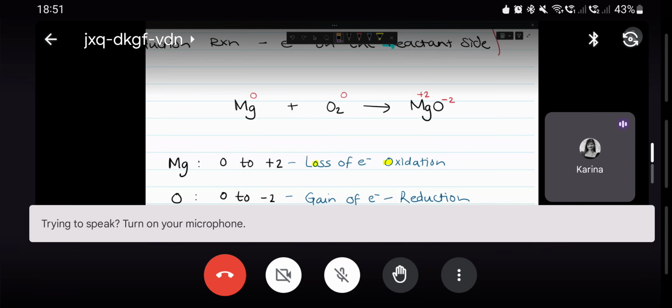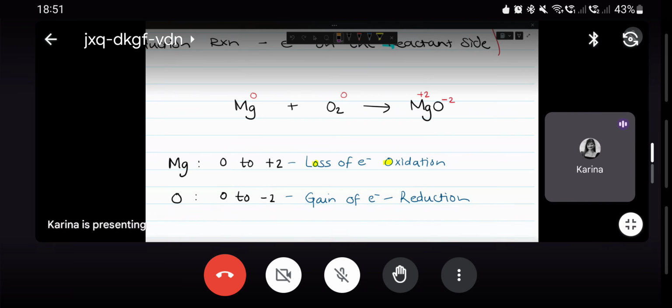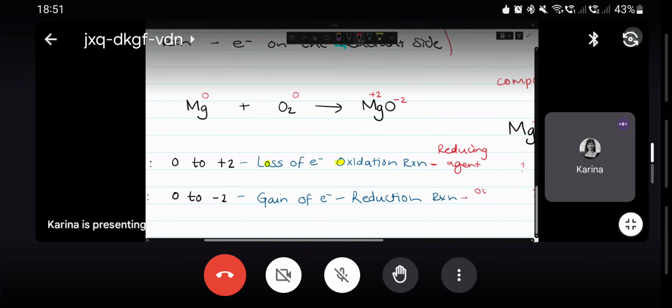So if you were to answer the question, which is the oxidizing agent and which is the reducing agent, we can immediately tell because we know what reaction is taking place. So we can tell that magnesium has to be the reducing agent because it's undergoing, sorry, it's undergoing oxidation. And we can tell that oxygen must be the oxidizing agent.